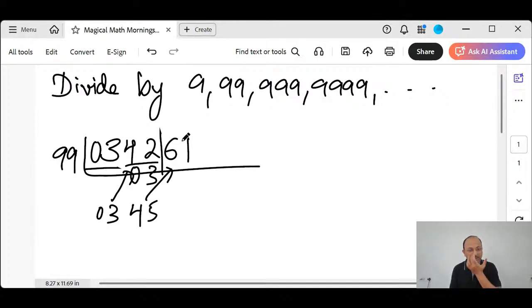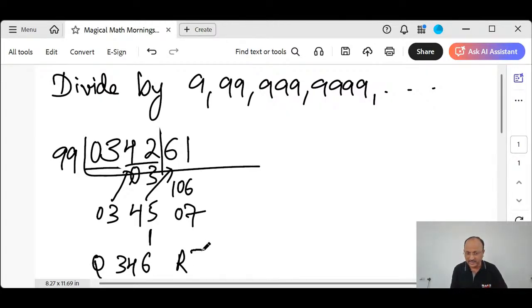45 plus 61 will be 106. I'm not going to write directly, I'll write 106 here because it's greater than 99. So what I'll do, 99 I will carry here like what we did for 9, and the remaining one I'm going to write in the remainder. What is the easiest method to subtract 99 from 106? You remove the 100 and add 1, it will become 07. So the quotient is 346, remainder is 7.